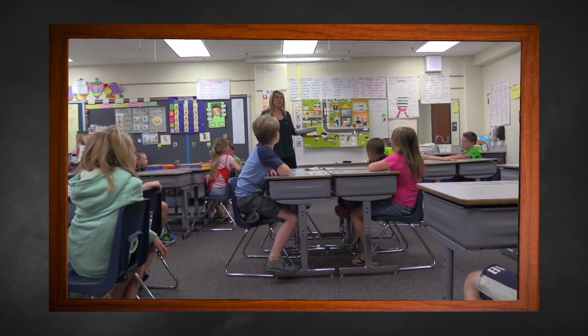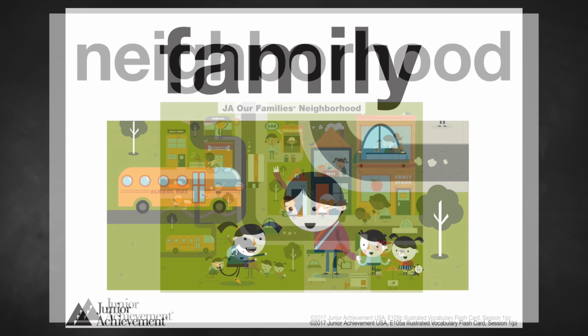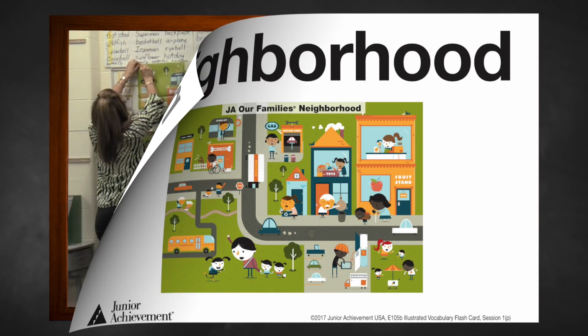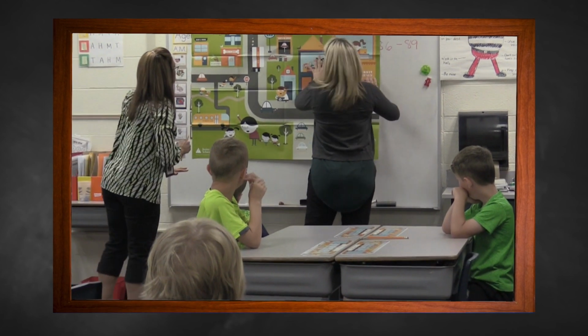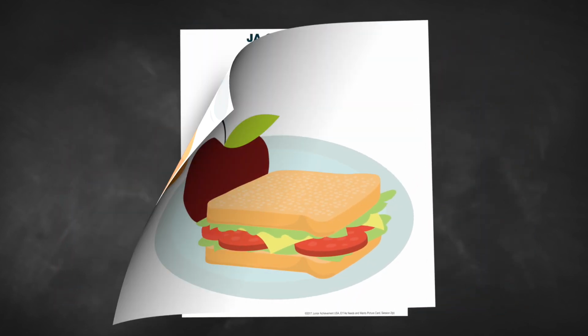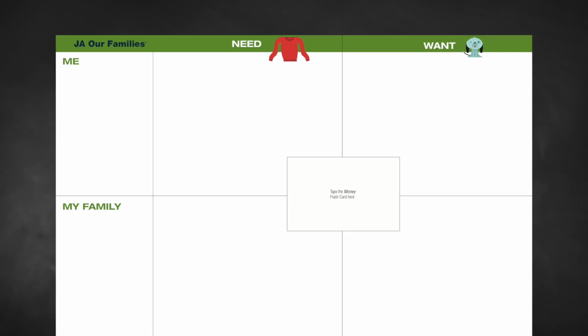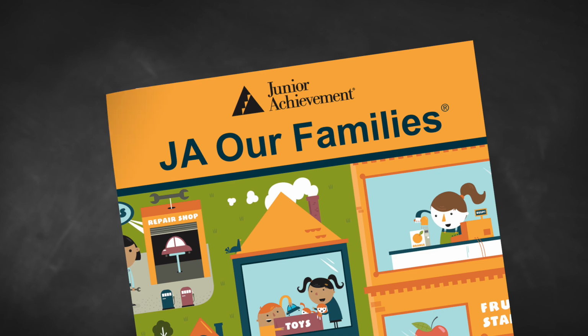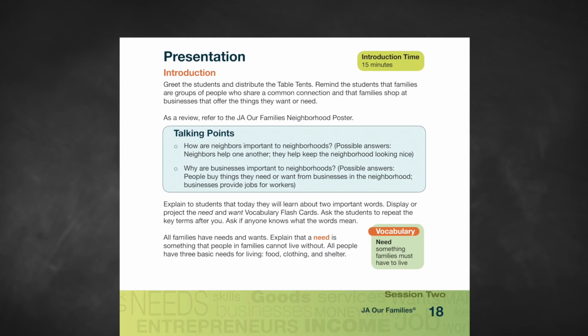As the class begins, greet the students. Ask if they remember how to define family and neighborhood. As a review, refer to the JAR Families Neighborhood poster. Then define need and want using the vocabulary flashcards and complete the Our Needs and Wants chart with the students. Use 2 or 3 of the talking points found in your volunteer guide to enhance your discussion.